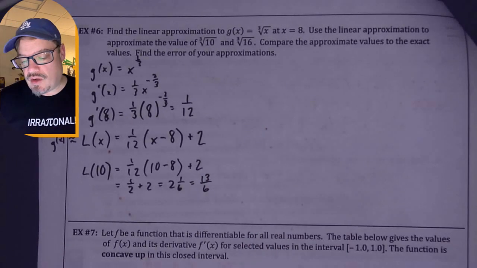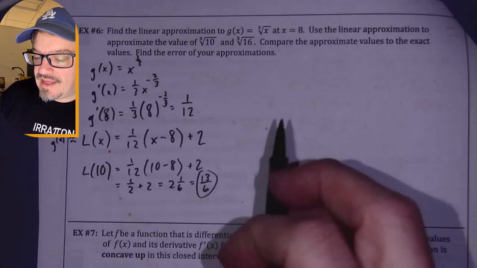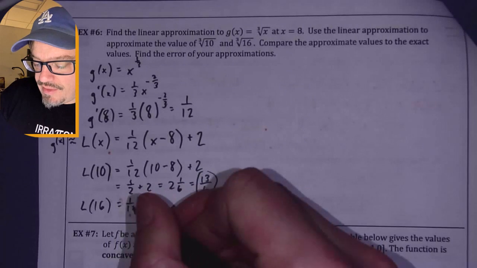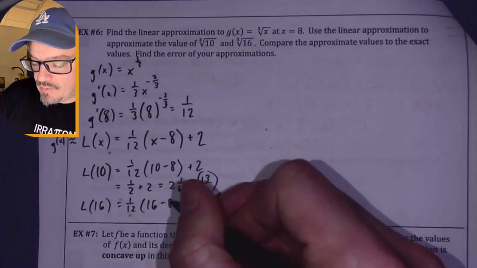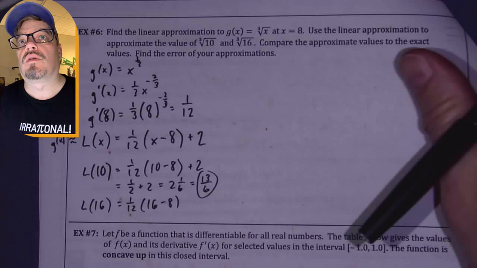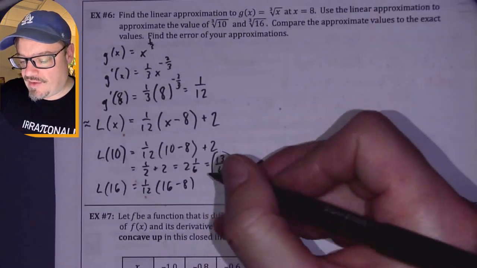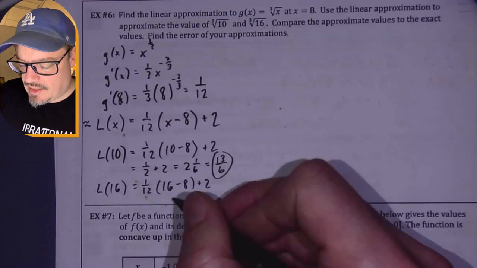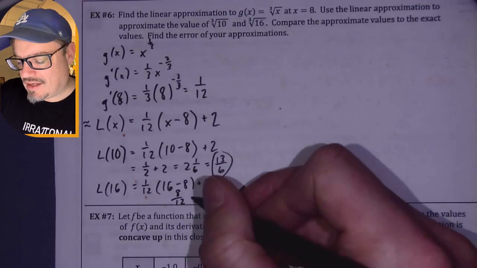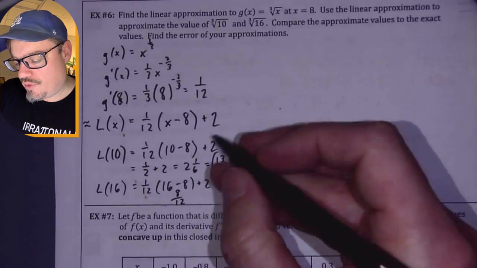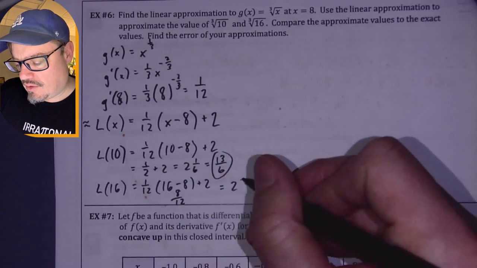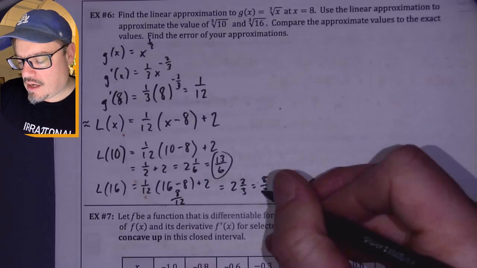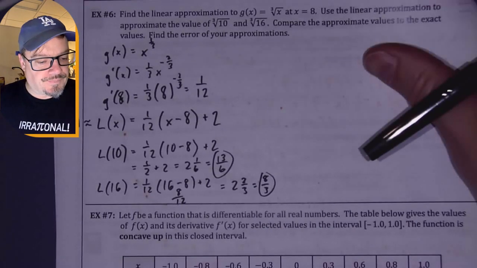All right, and then we're going to go ahead and find the approximation for L of 16. So 1/12 times 16 minus 8, and we'll calculate the error over on this other side. Okay. All right, so then we've got plus 2. I did it at 2, right? Yeah. Then it's 8/12. That's going to be 2/3, and that's 2 2/3, which is the same as saying that's 8/3.